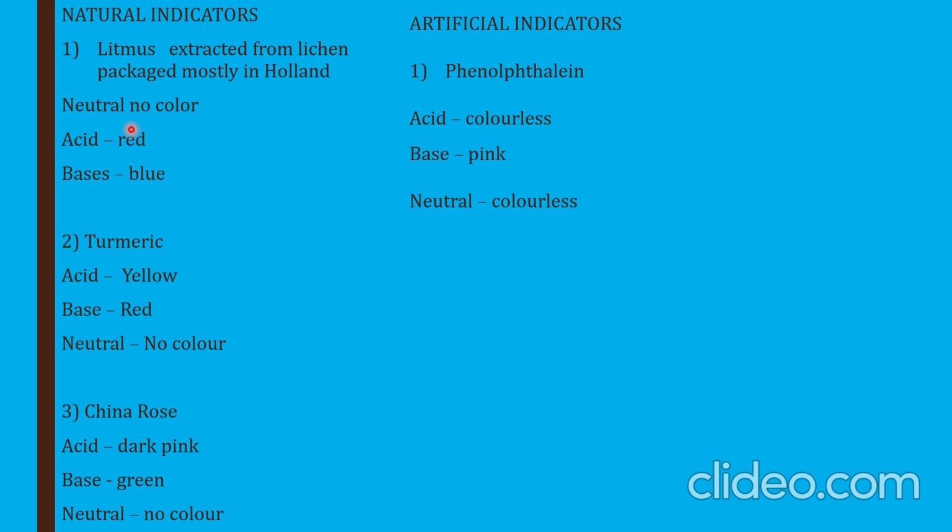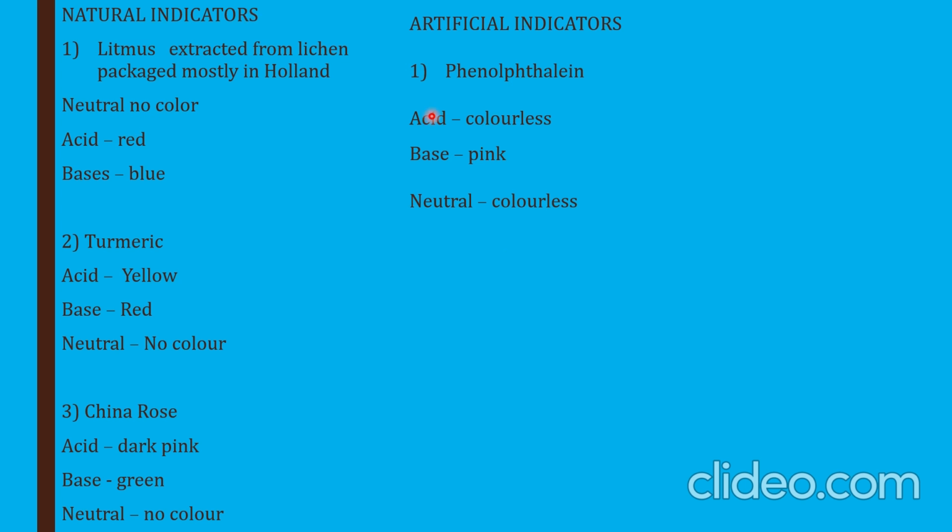Next, China rose. Now I'll show the China rose in the next slide. So China rose in acid, it changes into dark pink, a very dark pink. So for China rose, you need a solution of the China rose which is prepared. So acid changes into dark pink, base to green color and neutral is no color. So China rose shows again a very good change in color. So dark pink and green, 2 different colors, and no color, it's colorless. So that's why we can see.